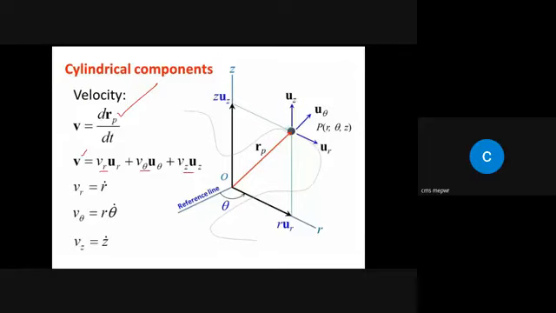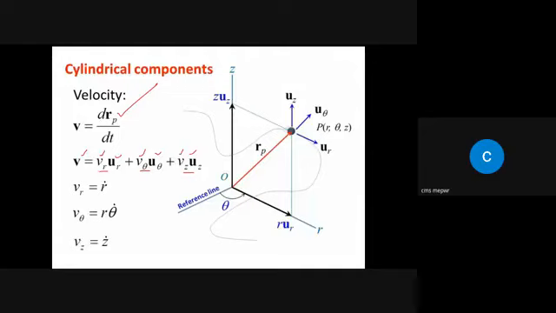Now what are ur, u theta, and uz? These are the unit vectors, and they have the same magnitude, right? It means the unit vector magnitude will be 1. The important thing we need to determine is the magnitude of velocity, or the component of velocity in the different directions, that is r, theta, and z.